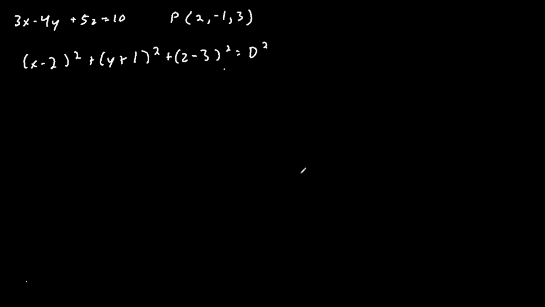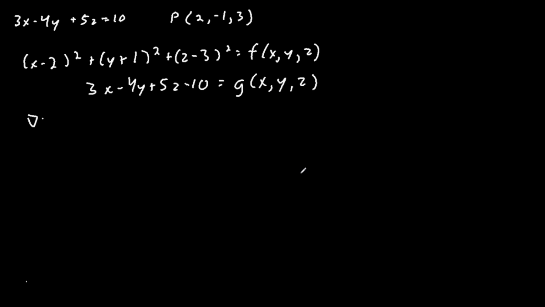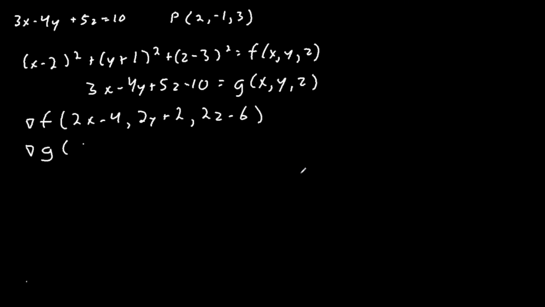Once you have that, this is our function, our f of x, y, z. And this is our constraint here, the plane: 3x minus 4y plus 5z minus 10 is equal to our constraint. We have to find the gradients so that we can use our Lagrange multipliers for this. The gradient of f is 2x minus 4 for our x partial, our y partial is 2y plus 2, and our z partial is 2z minus 6. Our g gradient is 3, negative 4, and 5.